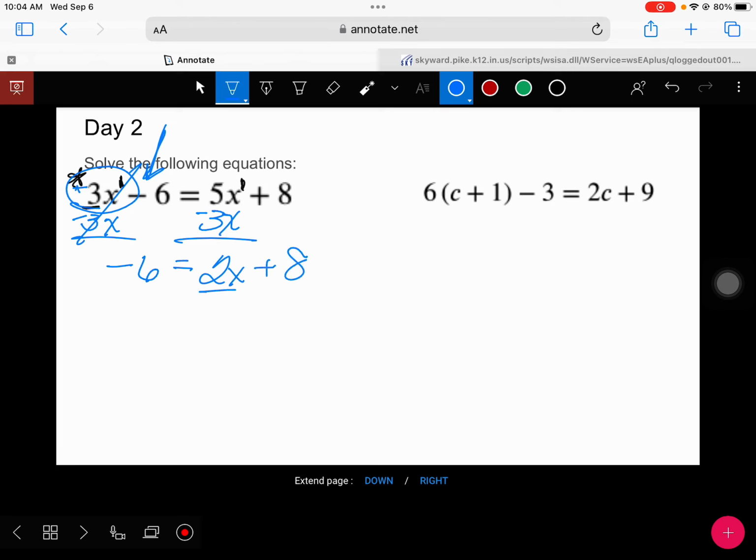All right, so here's my variable term. I need to move this number 8 to the other side.